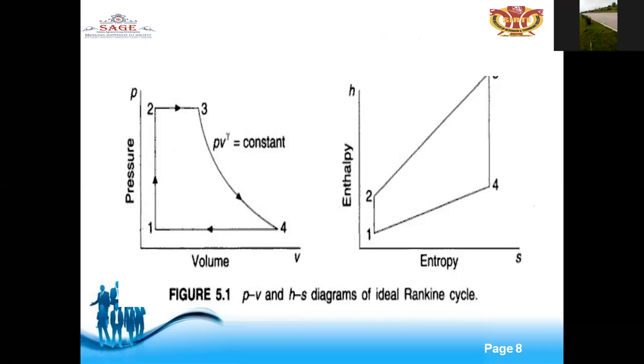Similarly, in the enthalpy-entropy diagram also, 1 to 2 is where isentropic compression is taking place in the pump. 2 to 3 is the constant pressure heating, and 3 to 4 is the isentropic expansion in the turbine. 4 to 1 is the constant pressure condensation process. These processes are described in the enthalpy-entropy diagram.